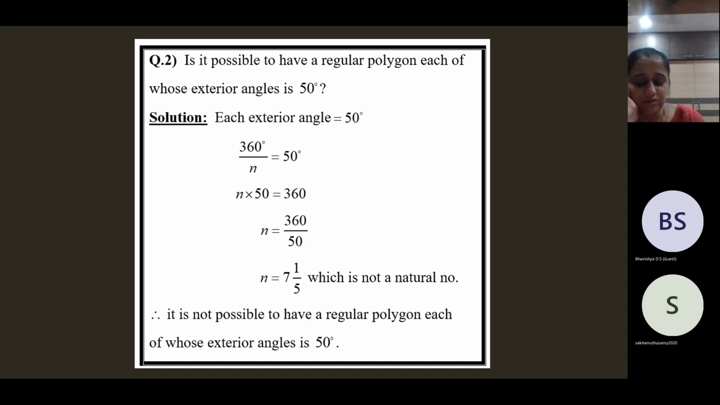Let me know once you've finished writing. Done this one, children? Done, ma'am. Bhavishya, Swati? Both of you done? Yes, ma'am. All right.